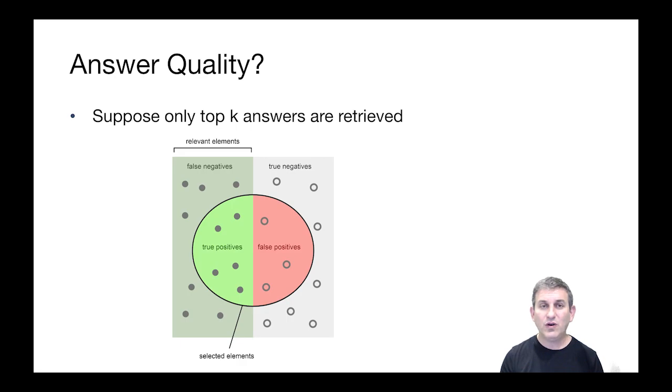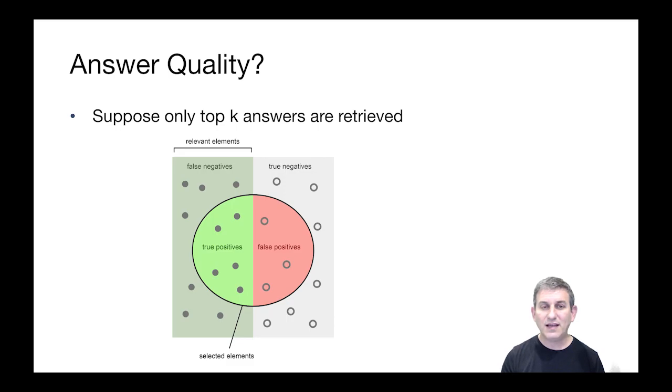And so suppose that we only give K answers to a user's query. We'd like to measure, in some sense, quantify how well we did in terms of producing relevant answers. And we can do this by looking at what we call the positives and negatives, true and false, for the answers. So in this picture here, the circle represents the items that we actually returned in the top K, the K answers that were retrieved.